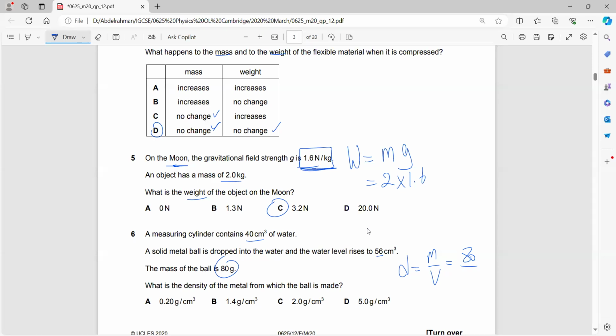Why? Because as the metal ball is added to the water, the water level rises. Initially the water was 40 centimeters cubed, it became 56. So the difference would be the volume of the metal ball. 56 minus 40 is 16. 80 divided by 16 would be the density. Okay, any questions?